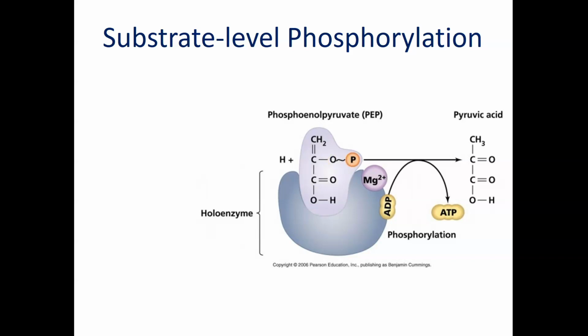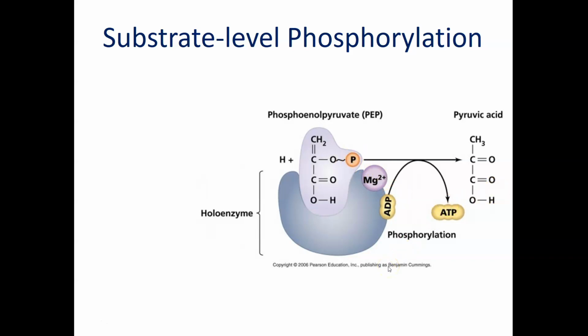Where did that energy go? Did it get lost to the universe? No, we tried to harness some of that energy and form ATP, which takes energy, but not as much as was liberated by breaking off this phosphate from the PEP. And this is known as substrate level phosphorylation. The substrate itself is causing the phosphorylation of ADP to form ATP. It's literally taking the phosphate from the substrate and becoming ATP.